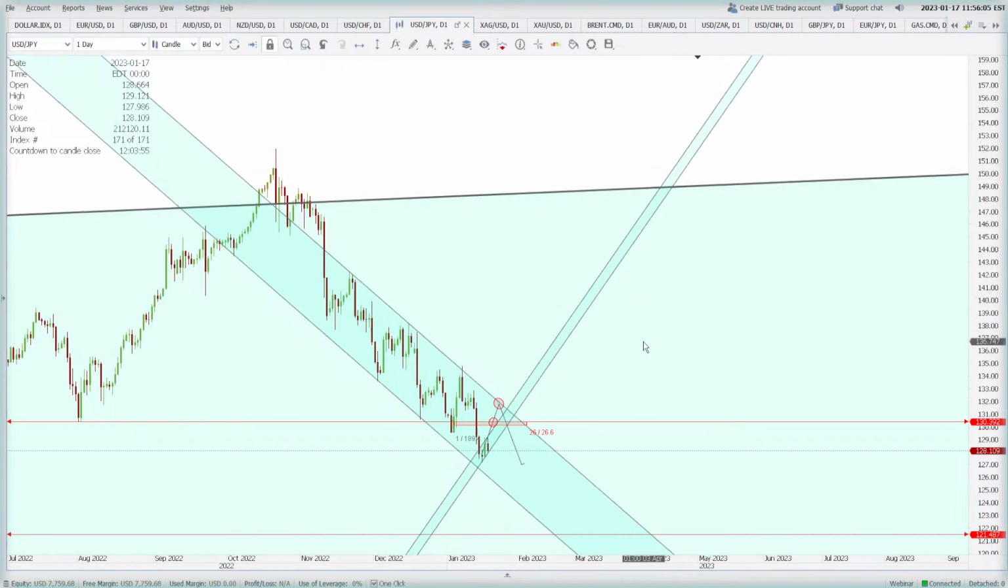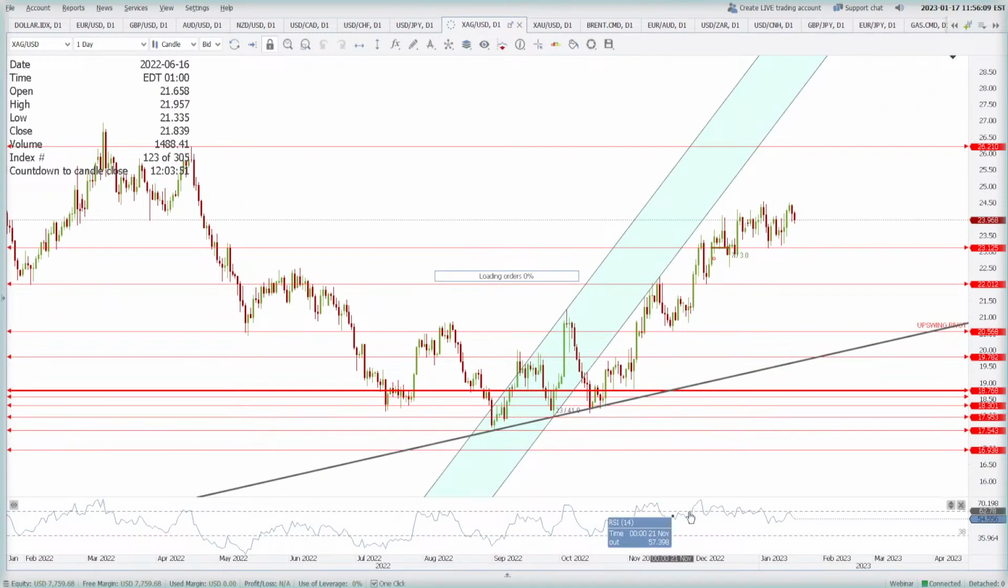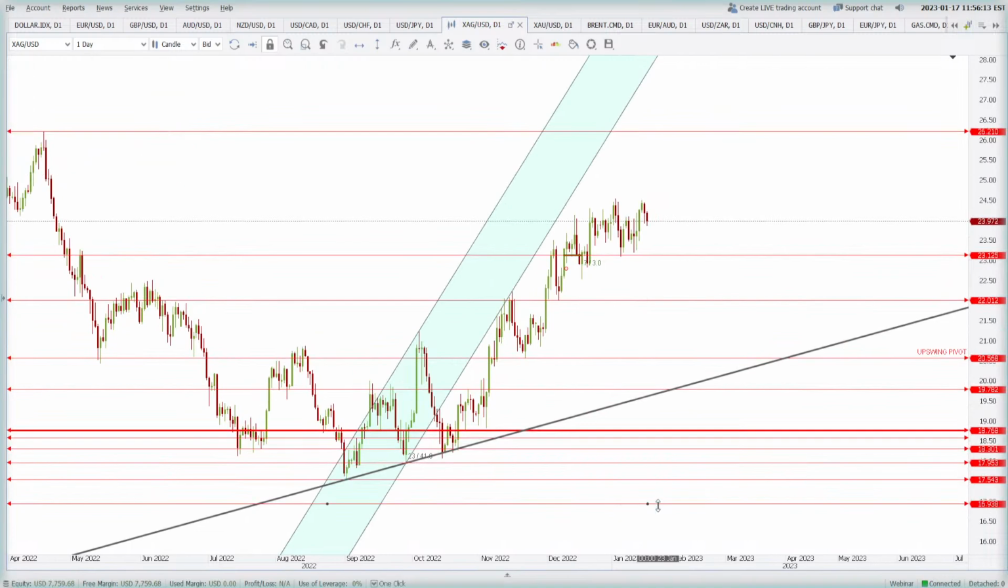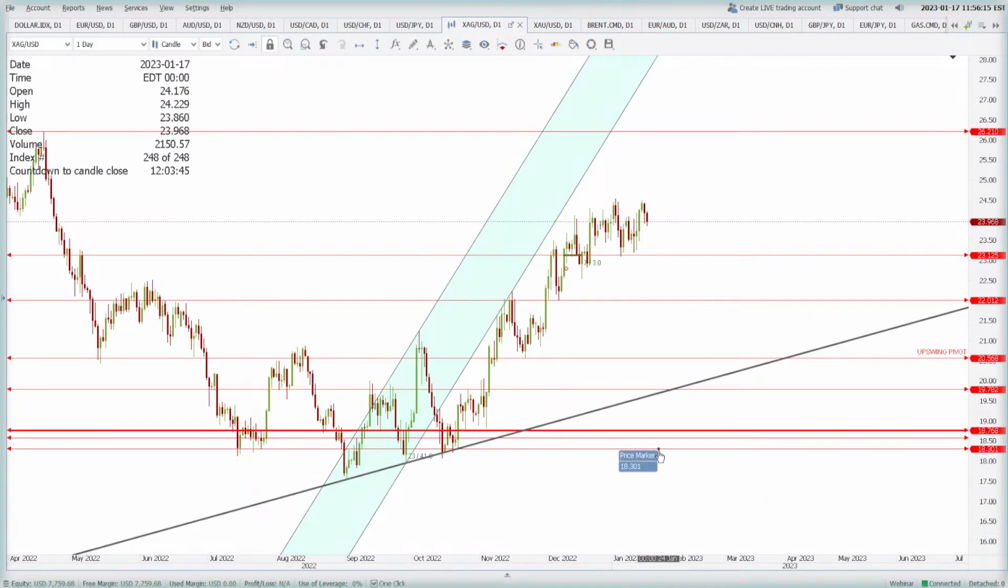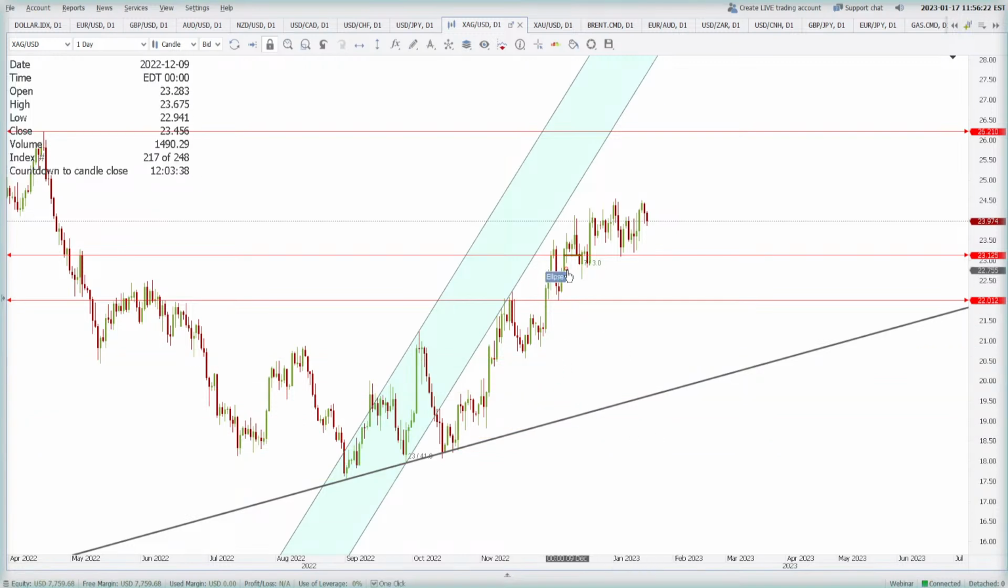So USD JPY is done. Any questions? I don't think there's any question, but if there is, let me know. Remove the indicators, remove all the levels which are not relevant, and then we will just focus on what is relevant. Okay, very close to the chart.